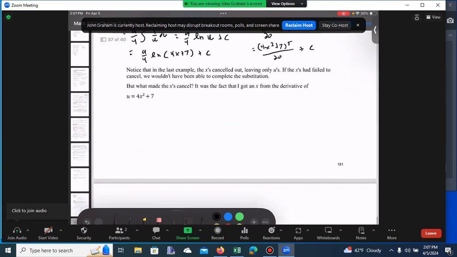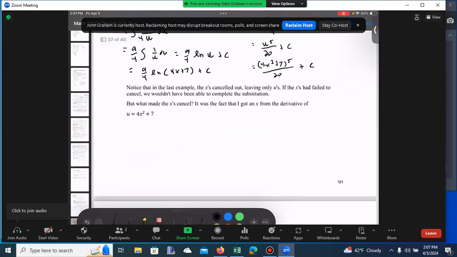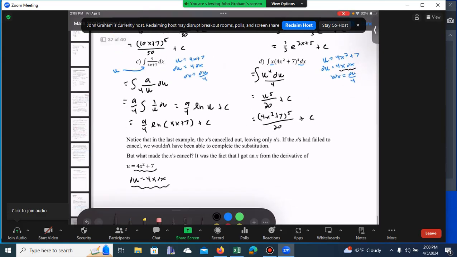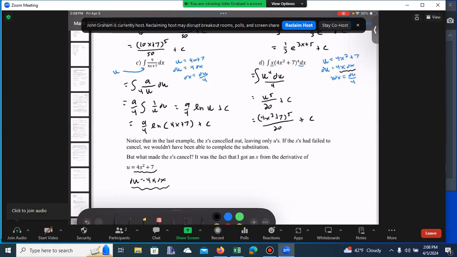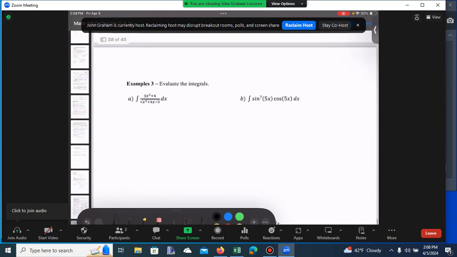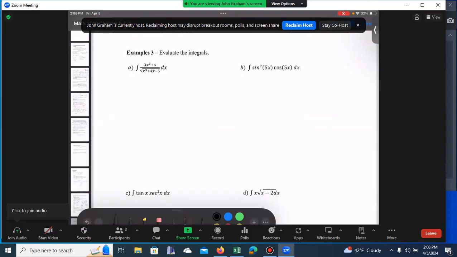And because what we made is the 4x squared plus 7, that is what we use to cancel it out. That is the key to knowing if we can do it or not. We decide on that u substitution and see if that cancels out the rest. So I'll do a couple more.